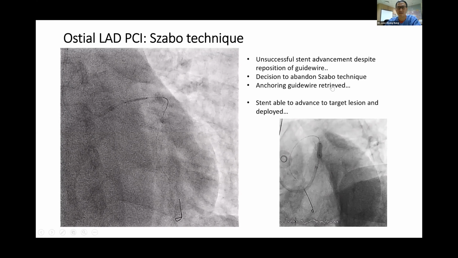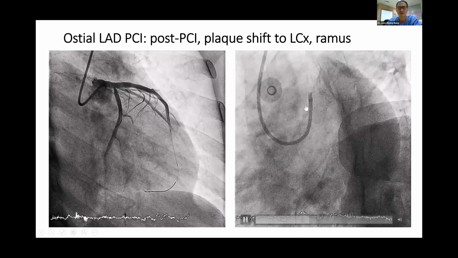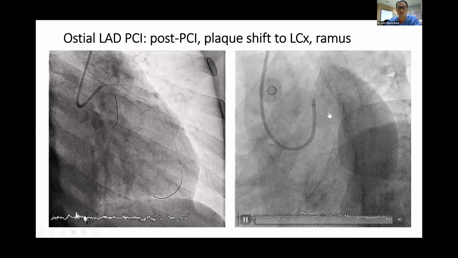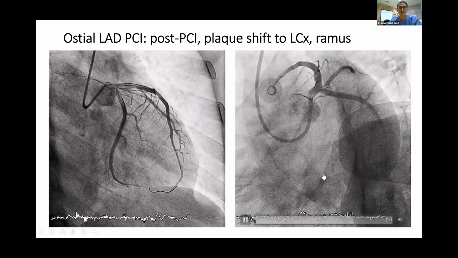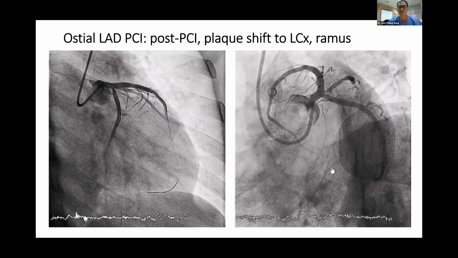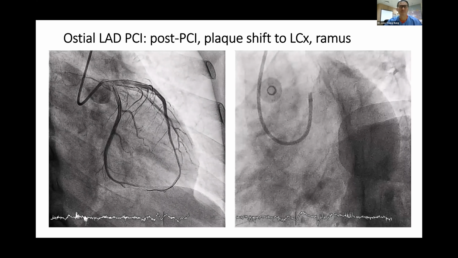And of course, after the stenting, you can see there's some plaque shift. You can see the carina has ostial plaque shift, even the circ also eccentric in the AP caudal view. There's more in the spider view, not so much. The patient has no symptoms, pain-free. I decided to manage this conservatively.